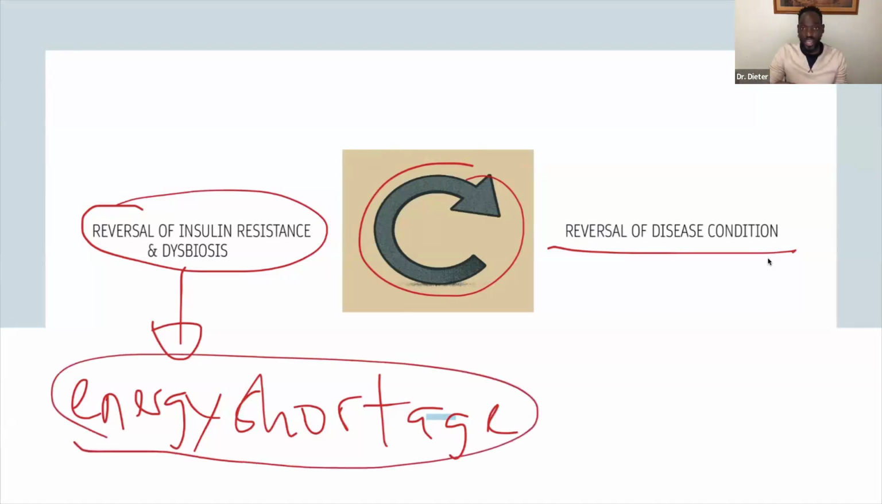So it is with the body, guys. The science is now finding that these diseases, which our great grandparents did not have, which are modern day diseases coming as a result of our lifestyle, are 100% reversible when we restore the energy shortage by reversing the insulin resistance and reversing the dysbiosis.